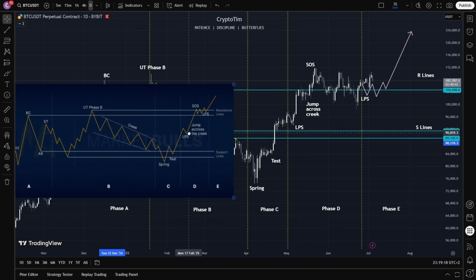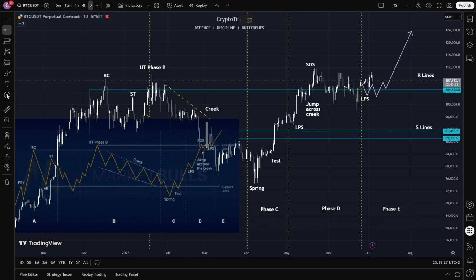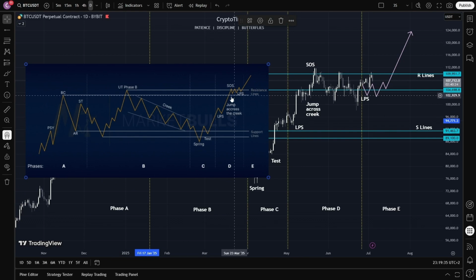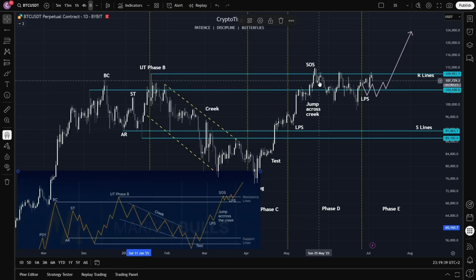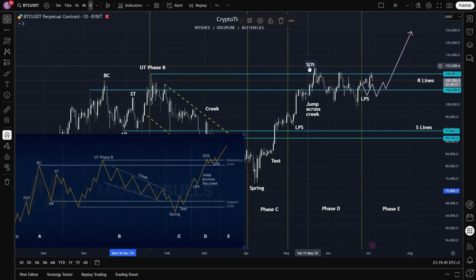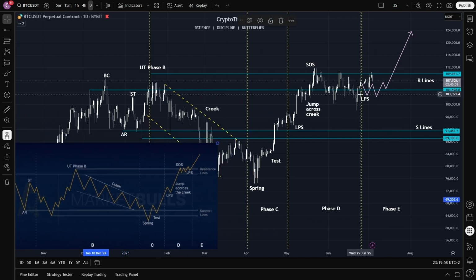What's the most important thing here is to jump across the creek. You can see we make this jump from the support lines to the resistance lines. I see I forgot a line right here. So a jump across the creek, you can see right here we jump across the creek back into these resistance lines. We make an SOS, an LPS right here. It's a little bit of an accumulation zone right here. You can see a zigzag pattern. And according to the theory, we should continue the move up from there as we finish the Wyckoff reaccumulation pattern.